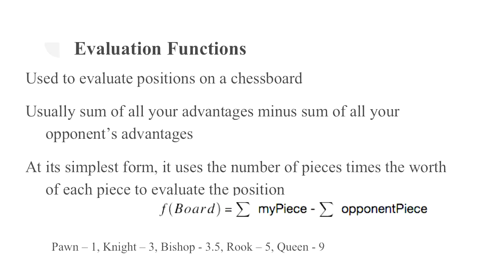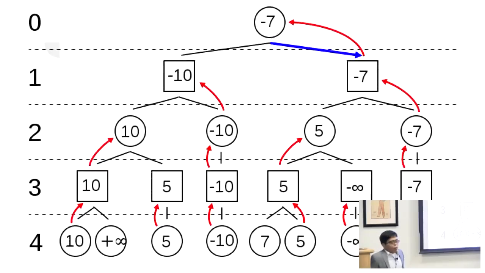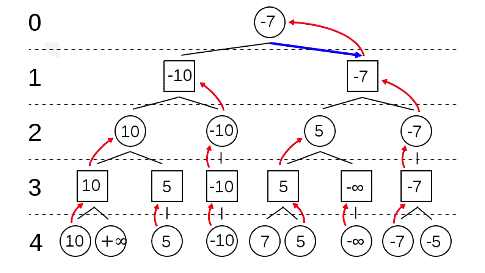But let's play a game for a while. Imagine that it's me versus all you guys. You guys are trying to get the highest number, and I'm trying to get the lowest number up there. How this works is I start at level 0, and I go left or right to level 1. After that, you guys go left or right to level 2, and then I go left or right to level 3, and so on and so forth. So I'm trying to reach the lowest, and you're trying to reach the highest.